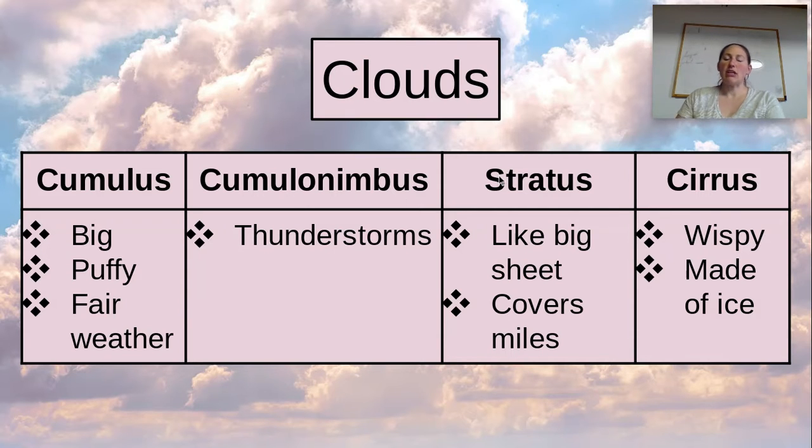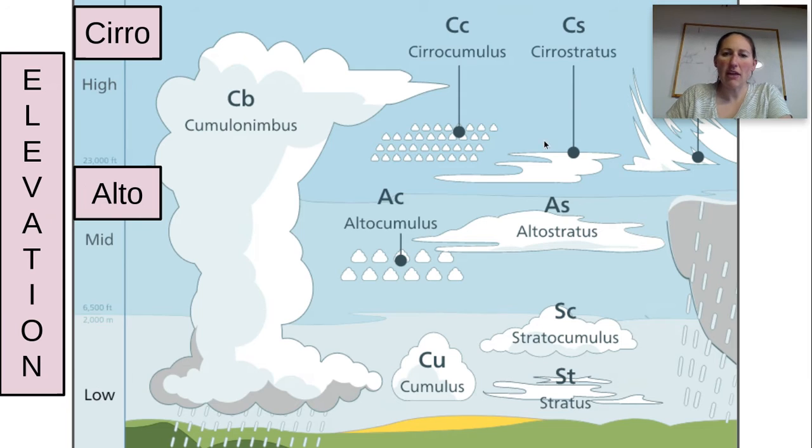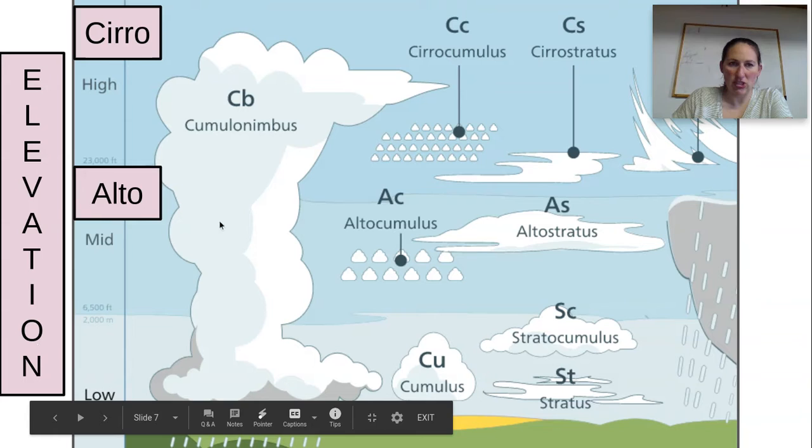Stratus, these clouds are like big sheets up in the air. If you ever see them, they're not big and puffy anymore. They're like sheets or like a blanket, and they'll cover for miles and miles and miles. The last type is the cirrus. They're very wispy, and a lot of times they're made of ice. I've heard before they're like a horse's tail. They're very wispy. So I have this picture here, and I added an elevation because that was mentioned.